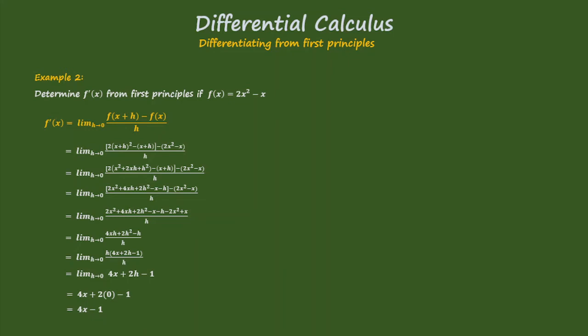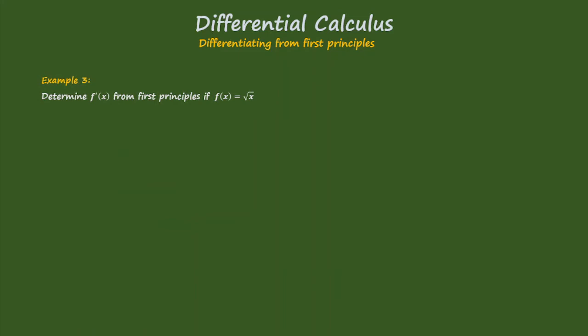Let's try example 3, in which case we have the square root of x as f at x, and we are required to find the derivative of this from first principles. Please feel free to pause the video and try it yourself. Like in the previous problems, the first thing is to write down the formula for finding the derivative from first principles, and then you substitute accordingly. Where there was x in the first part, put x plus h.